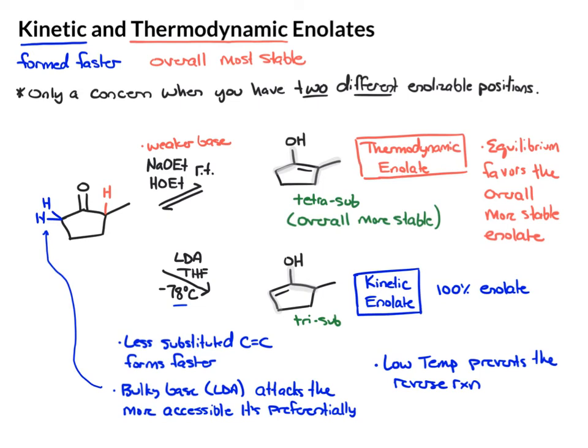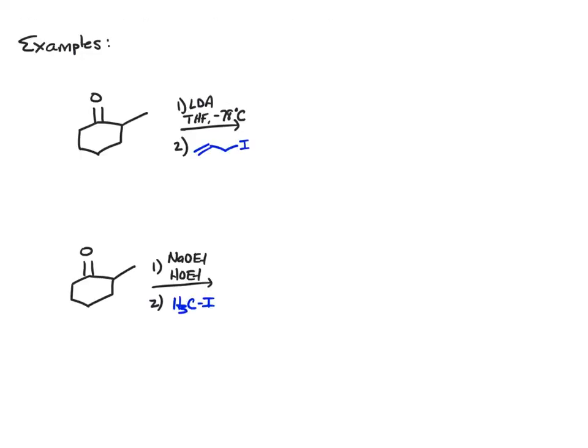And then in a second step, we can add our organohalide to alkylate either of these. So let's look at a couple of examples of that. So let's try these two problems here. The first one, we use LDA as a base, followed by this allylic iodide as our organohalide. The second one, we use sodium methoxide as the base, followed by methyl iodide. So I would encourage you to pause the video and see if you can draw the correct products, and then you can play it to see the answers.